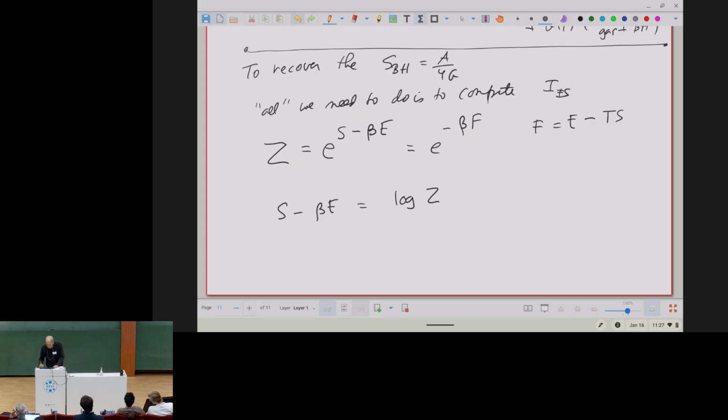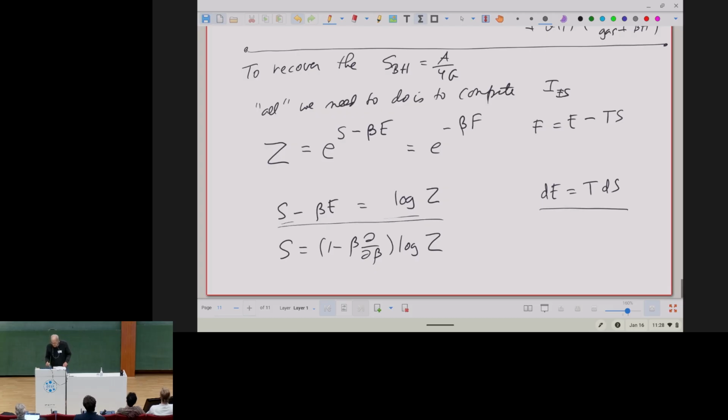And if you use the first law, dE equals T dS, you discover a well-known formula, where I always have trouble remembering the sign, in which S is 1 minus beta d by d beta of log Z. So if you take this relation, but you also know this one, then differentiating, you'll discover this formula for S in terms of log Z.